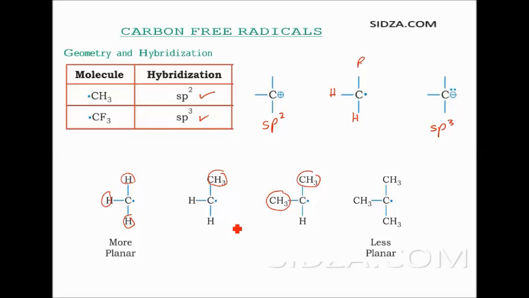However, between the free radical with 3 alkyl groups and the carbon with 3 hydrogen atoms, there is a difference in the planarity. Hybridization is the same, it's sp2, but there is a difference in planarity. This molecule is more planar, and if you go on increasing the alkyl groups, the planarity decreases. And if you attach electron withdrawing groups like fluorine, then hybridization again changes from sp2 to sp3.